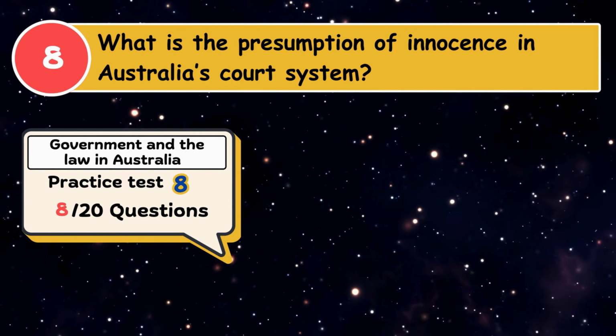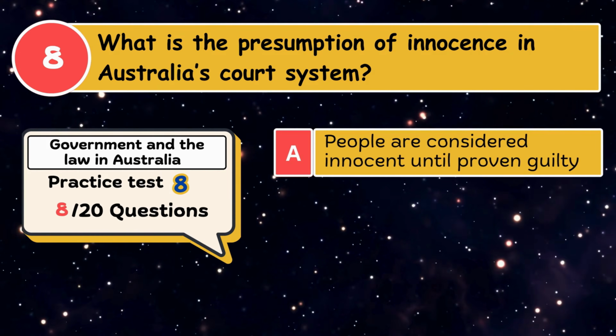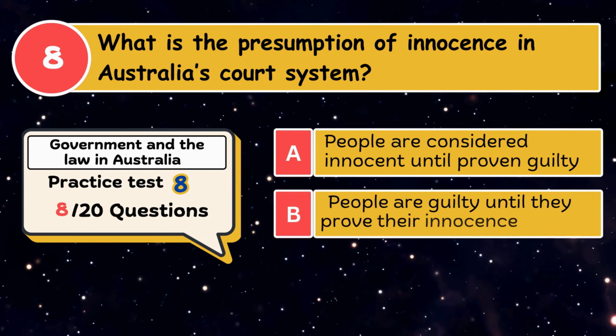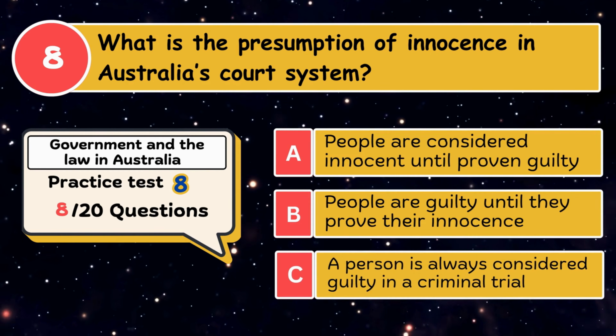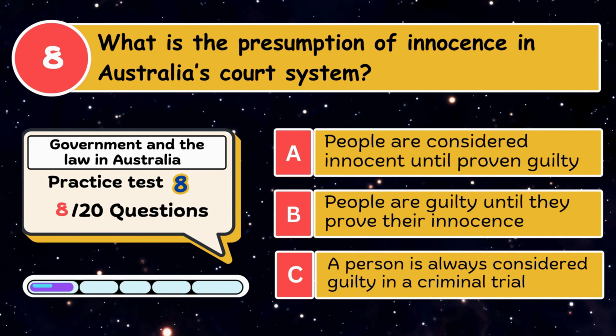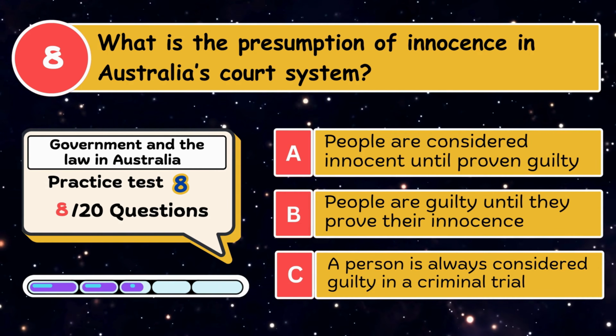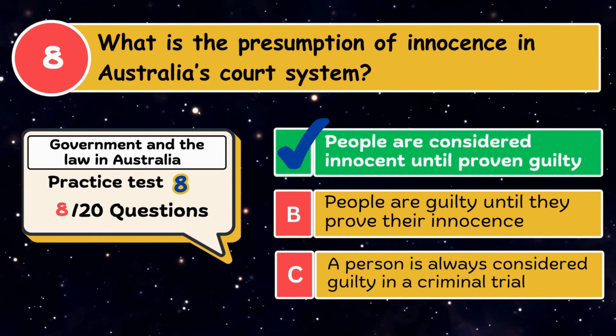What is the presumption of innocence in Australia's court system? A. People are considered innocent until proven guilty. B. People are guilty until they prove their innocence. C. A person is always considered guilty in a criminal trial. The correct answer is people are considered innocent until proven guilty.